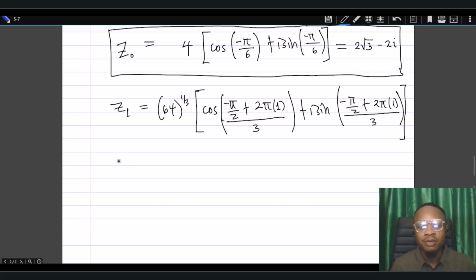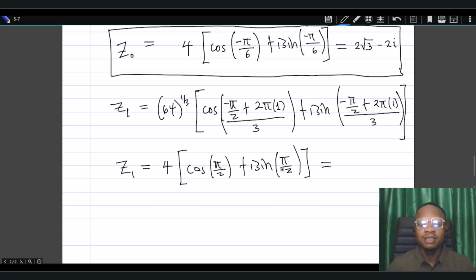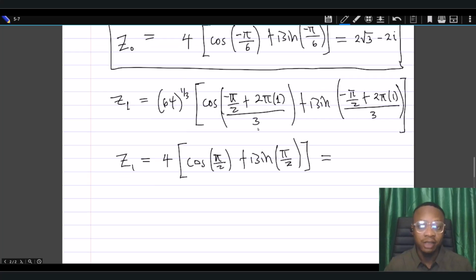Basically, or say 1 over 2 at the end of the day. So basically, what we get from this is going to be z1 is equal to 64 to the power of 1 over 3, that is 4. So this is going to be 4 into the cosine of pi over 2, then plus i multiplying the sine of pi over 2. Okay, so this is the result of this. And we can put this in the form x plus iy as well. How did I come about this? Again, 2 minus 1 over 2 is 3 over 2. That's 1.5. So that is divided by 3. Then that's going to give us 1 over 2. So this is pi over 2 altogether.